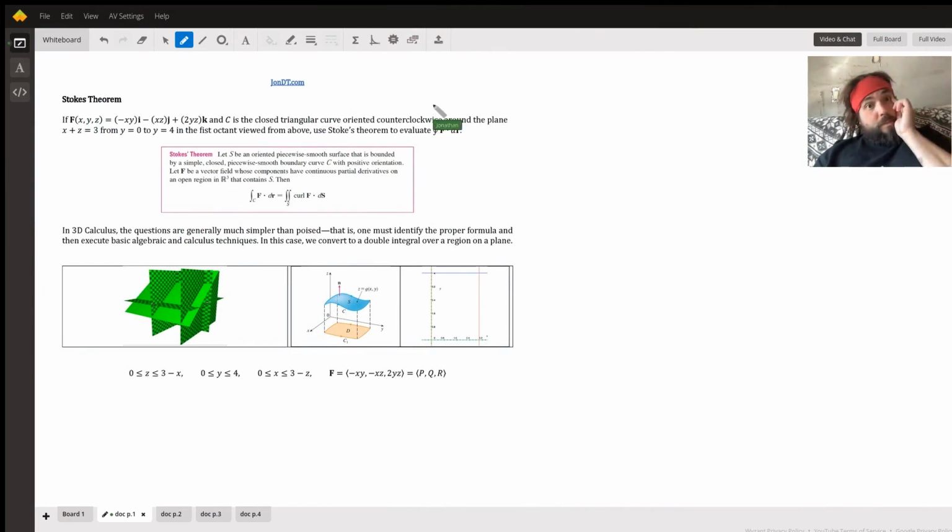All right, so here we got this question where you got the vector function here and the curve and so forth, and then the limits. You can read the question. I only got 5 minutes.